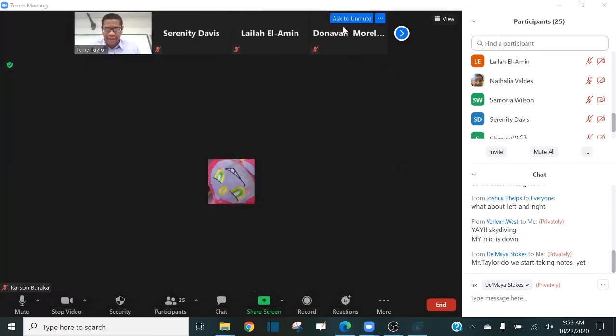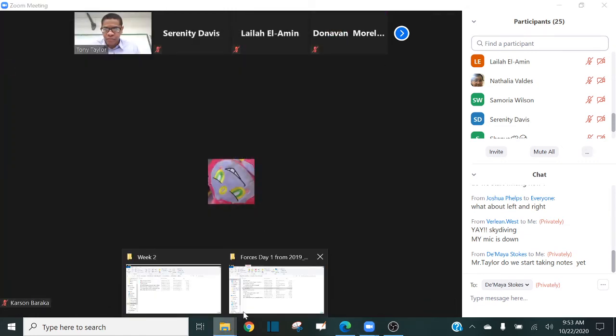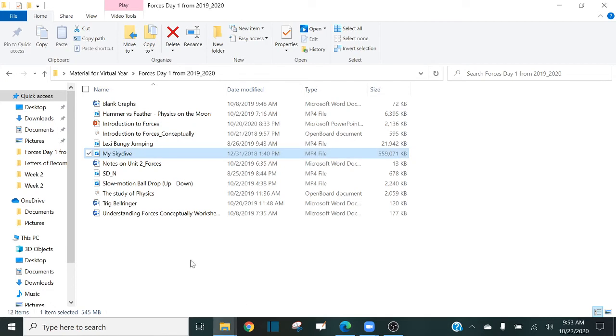Let me go ahead and X out of the video there. So remember, as a general rule, if the object is moving in the opposite direction of the normal of the dominant force, the object is slowing down. If it moves in the direction of the dominant force, it's going to be speeding up. That's what happens whenever you have more than one force acting on your object.